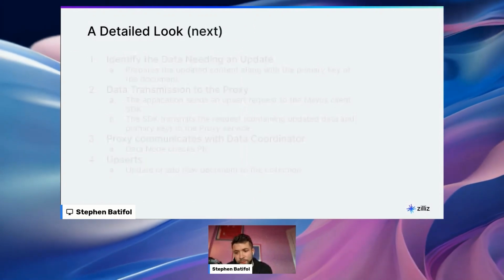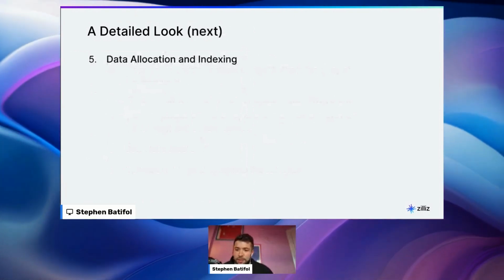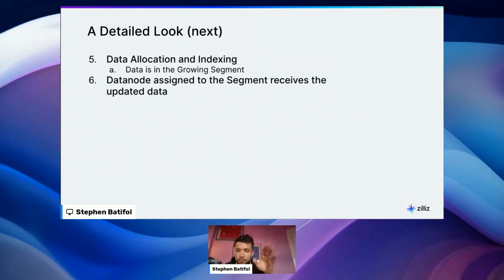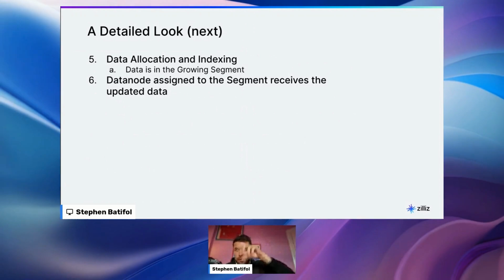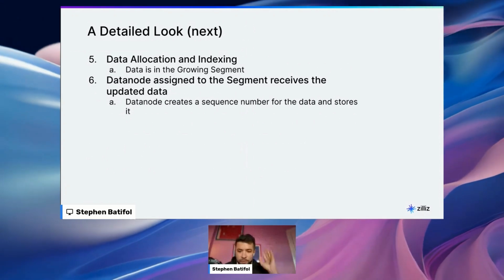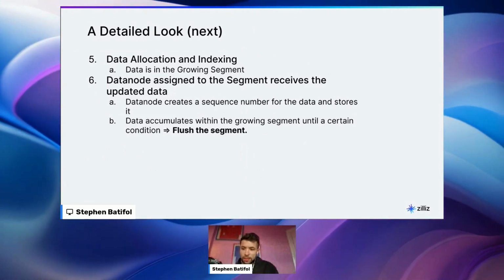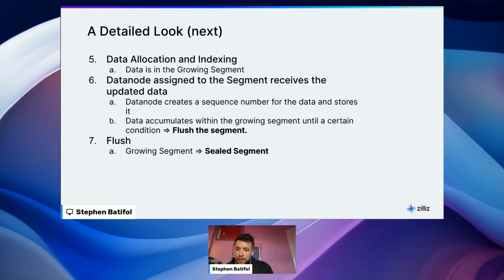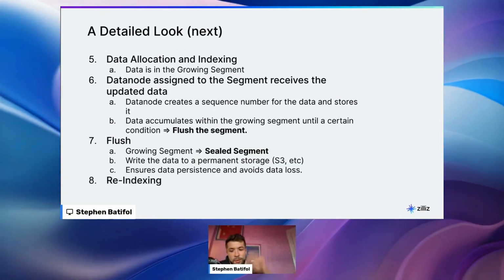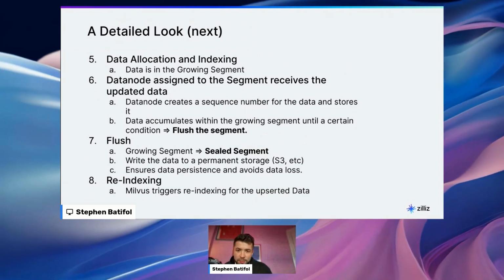And then, it's not over yet. You have the data allocation and indexing. So you add your data in the growing segment. Then a data node is assigned to the segment. Then we create a segment number so that we can store it. Then we flush the segment at one point when it becomes too big. And then you have your sealed segments. And then we write it to S3, we put an index on top of it. And that's how you can have access to your updated data.